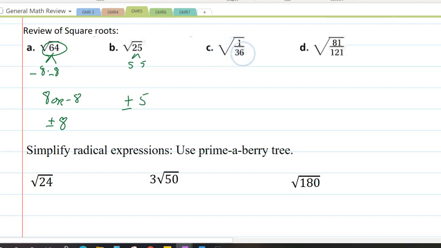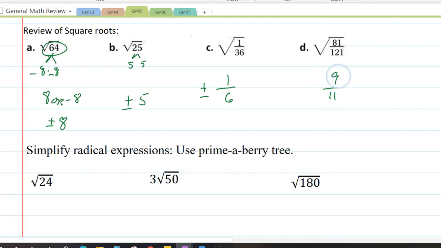The square root of 1 over 36. Now this one I can treat them as individuals. What is the square root of 1? Square root of 1 is 1. What is the square root of 36? 6, plus or minus. The square root of 81, 9 of course. The square root of 121, 11.